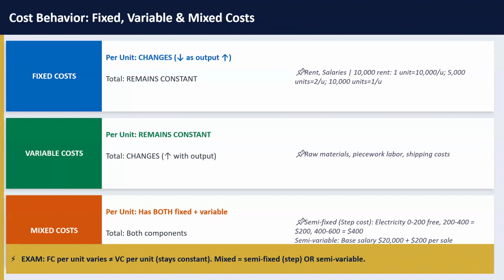Next up we have the variable cost. Variable cost per unit remains constant and in total it goes on changing. Let us say, for example, I am manufacturing product A.